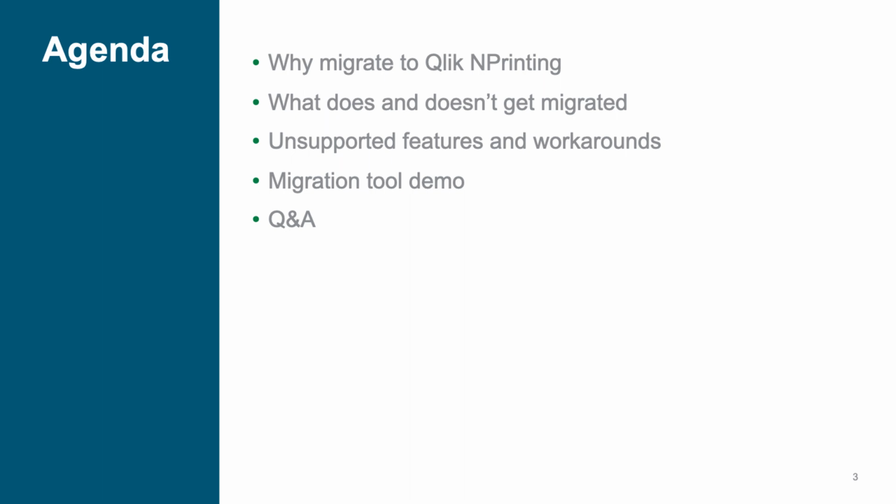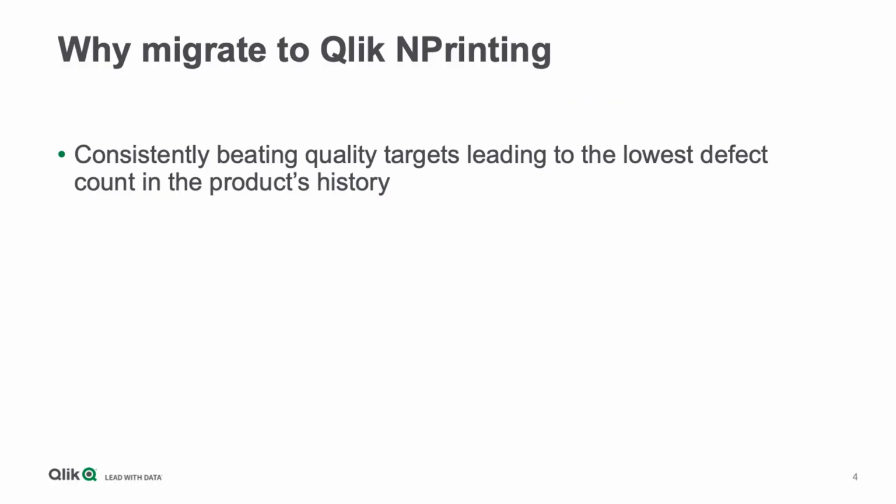So let's take a look at the agenda for today's session. First off, what are the reasons why you would want to migrate to the latest version of Qlik NPrinting? In the course of the migration, what does and does not get migrated via our new tool, the remaining unsupported features and potential workarounds, and then we'll close with a demo of the migration tool and some Q&A at the end. So what are some compelling reasons on why to migrate to the latest version of Qlik NPrinting?